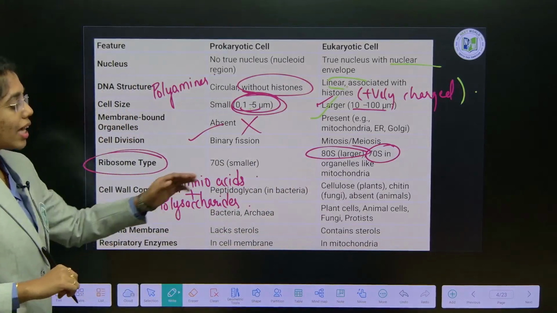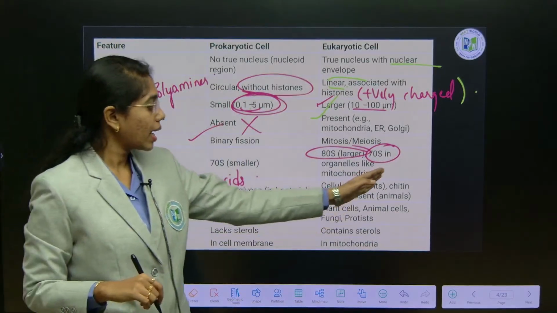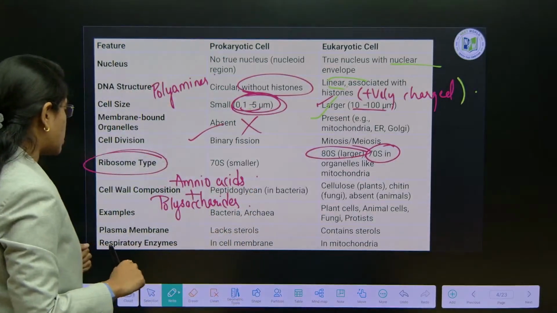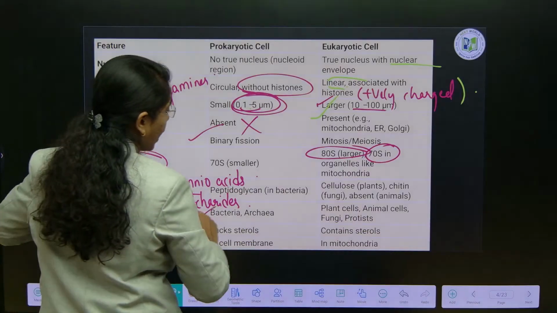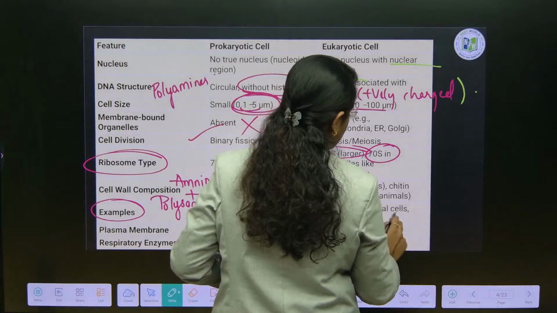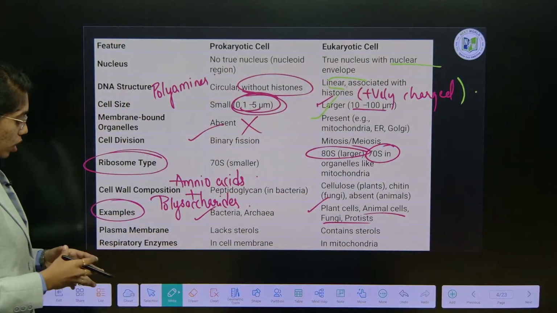And here cellulose is the major cell wall composition in plants, chitin in fungi, and cell wall is absent in an animal cell. Examples of prokaryotic cells are bacteria and archaea. Examples of eukaryotic cells are plant cells, animal cells, fungi and protists.